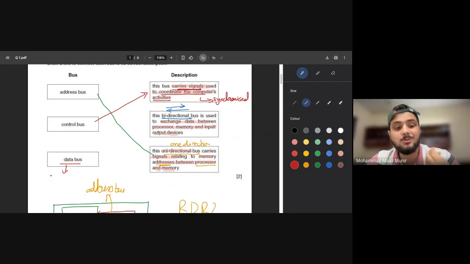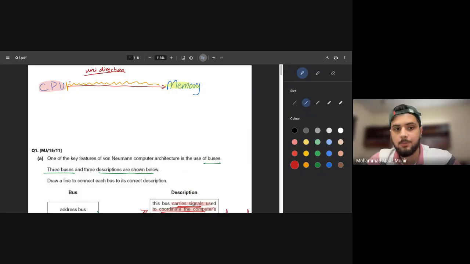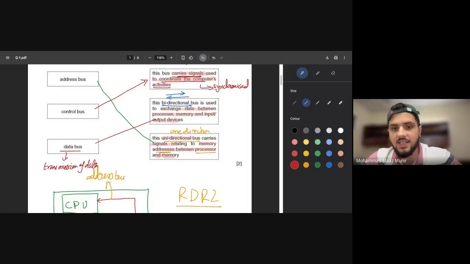The data bus is that specific wire or bus which helps you with the transmission of data. And this is bidirectional. You should remember which buses are bidirectional and which are not. Bidirectional means that at the same time data can go from CPU to memory, and at the same time data can go from memory to CPU. So the bidirectional bus is used to exchange data between processor, memory, and input output devices.